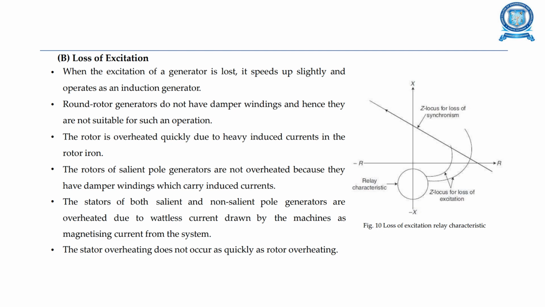When the excitation of the generator is lost, it speeds up slightly and operates as an induction generator. The rotors of salient pole generators are not overheated because they have damper windings which carry induced currents. Stator overheating does not occur as quickly as rotor overheating.